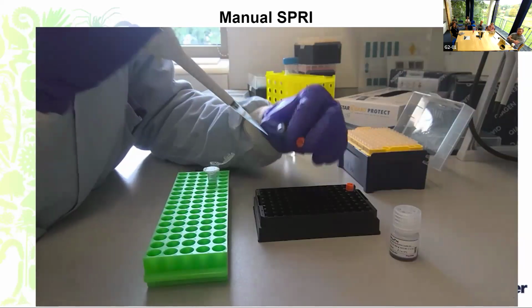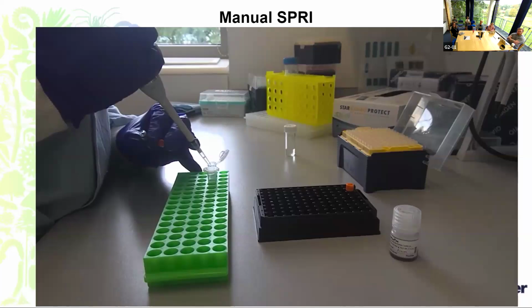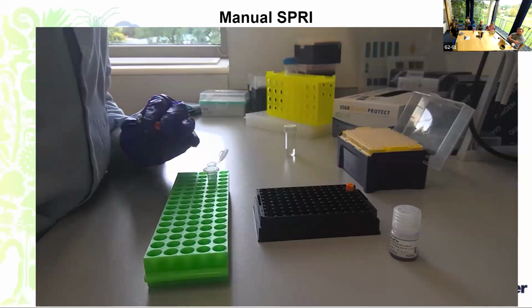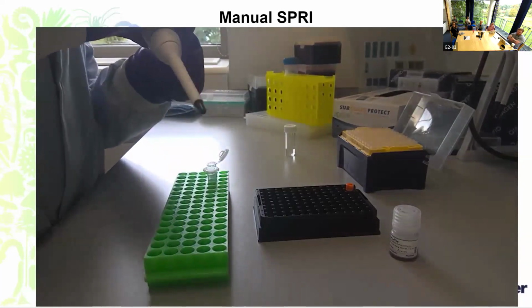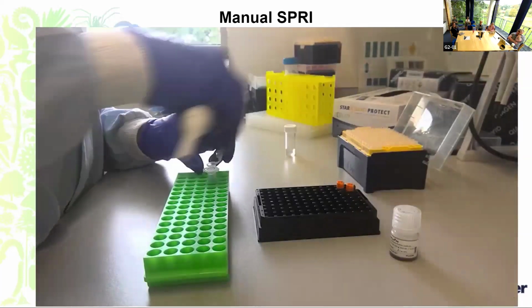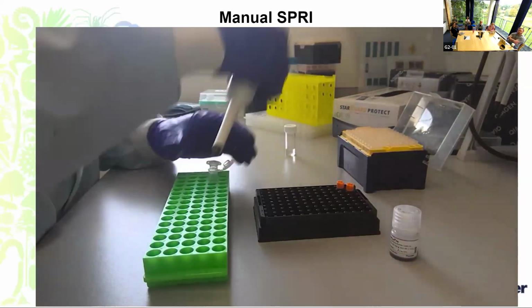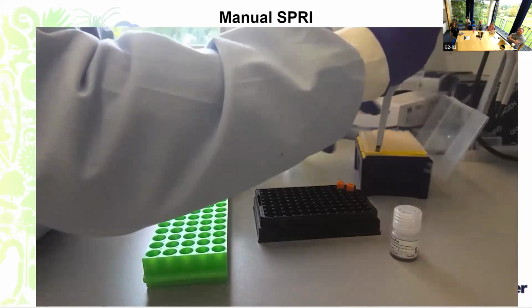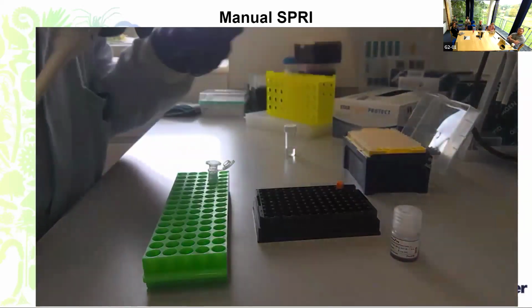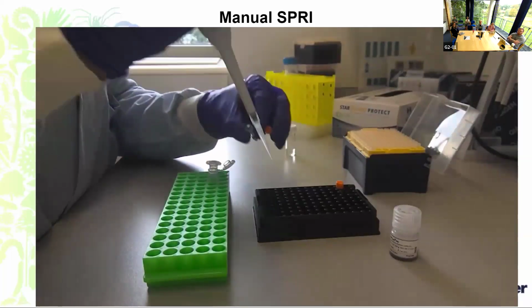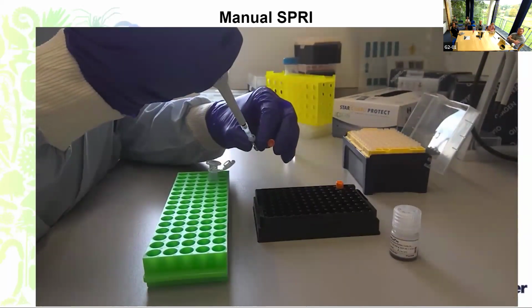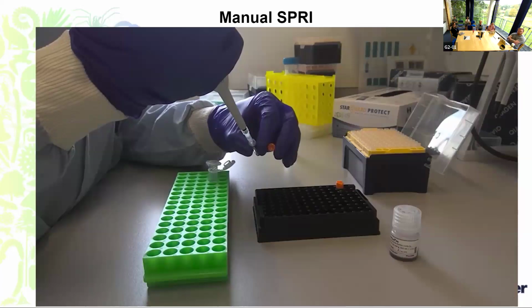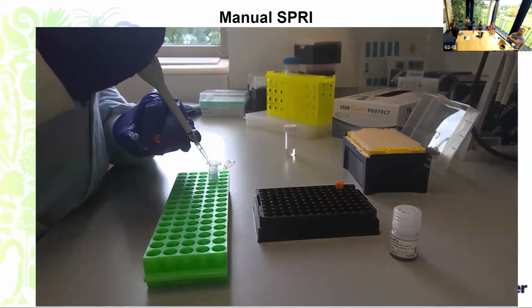Yeah, so the idea of the SPRI is to clean up our DNA sample as well as select the fragment sizes that we want. So for PacBio HiFi, we're looking at 12 to 20 kb, and for ultra low PacBio, we're looking at 8 to 10 kb fragment sizes.